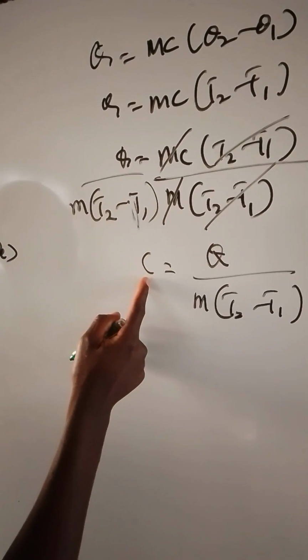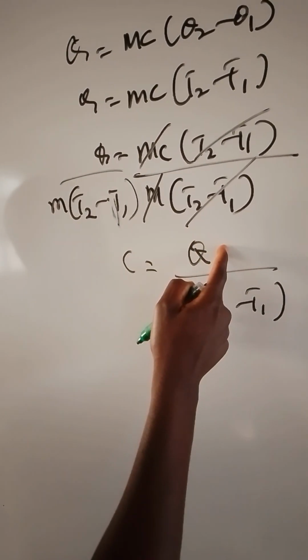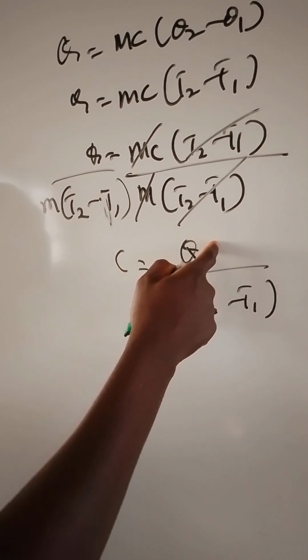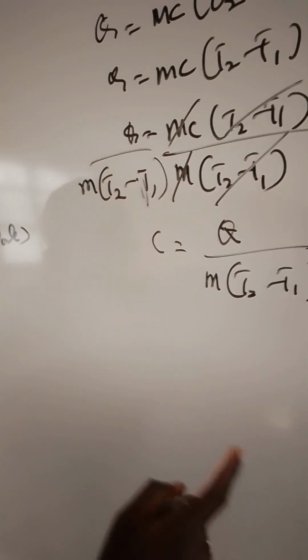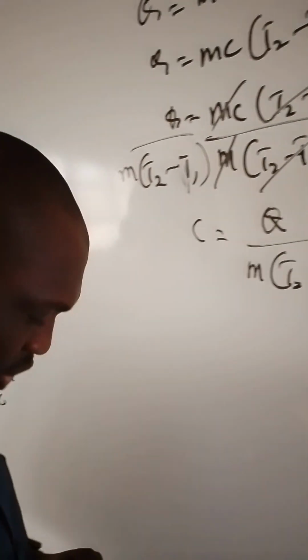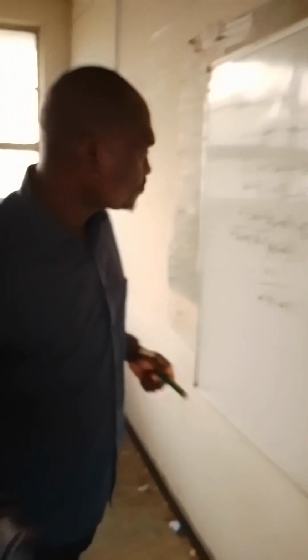C is specific heat capacity in joules per kilogram per Kelvin. Q is the quantity of heat energy. Then we have M, which is mass. T2 is the final temperature. T1 is the initial temperature, as the case may be.